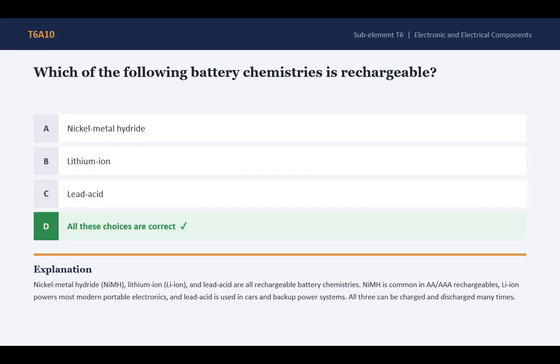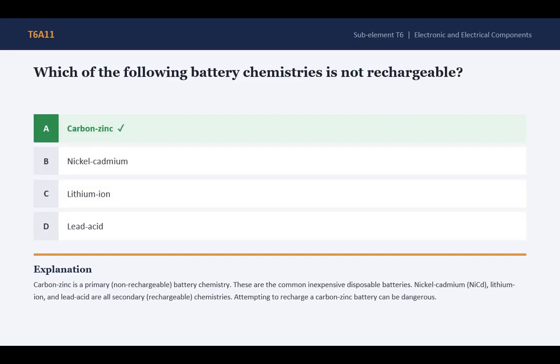Which of the following battery chemistries is rechargeable? D. All of these are correct. Nickel metal hydride, or NiMH, lithium ion, or Li ion, and lead acid are all rechargeable battery chemistries. NiMH is common in AA and AAA rechargeables. Lithium ion powers most modern portable electronics, and lead acid is used in cars and backup power systems. All three can be charged and discharged many times.